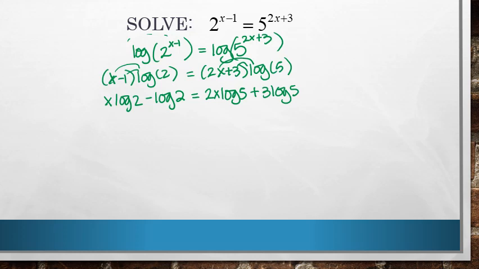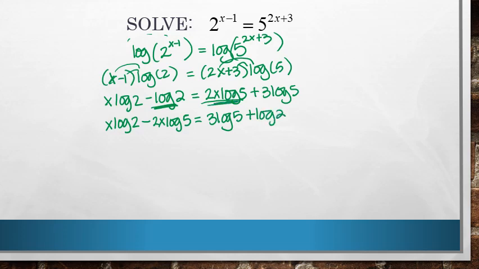Okay, so I have two different terms that have x values in them. I'm solving for x, so let's get all of the x values on one side and anything that doesn't have an x value on the other side. So what I'm going to do is subtract this 2x value from both sides. So that's going to leave me with x log 2 minus 2x log 5 on this side. And I'm going to add this log of 2 to the other side so that I can get rid of it on the left. So 3 log 5 plus log of 2.